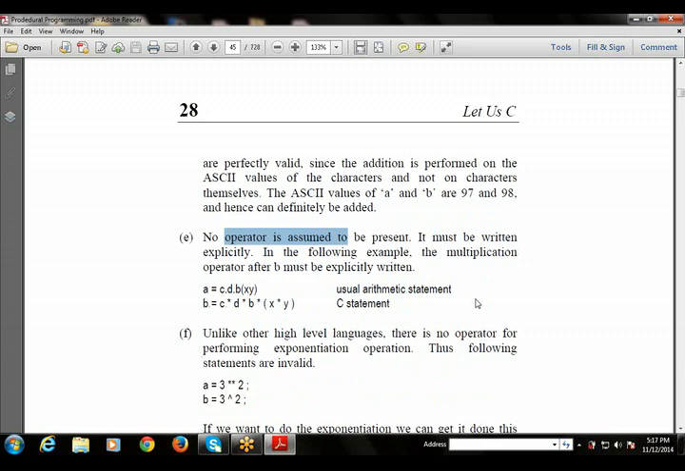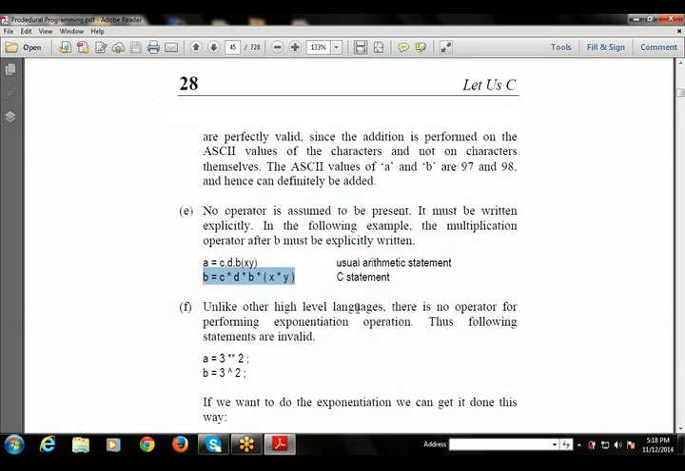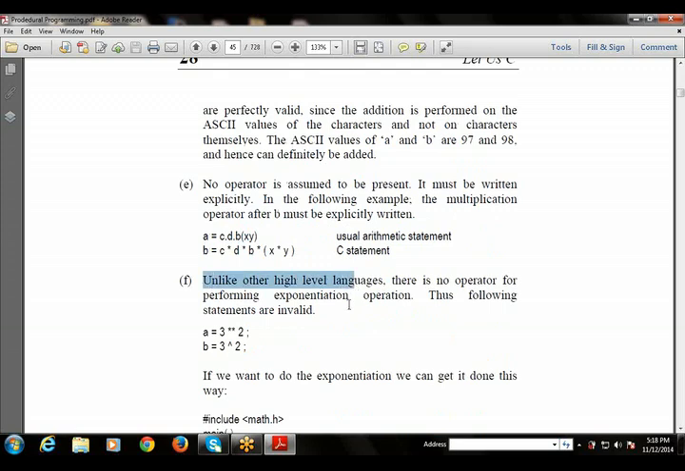The next one says, no operator is assumed to be present. It must be written explicitly. In the following example, the multiplication operator after b must be explicitly written. Unlike other high-level languages, there is no operator for performing exponentiation. Therefore, the following statements are invalid. These are the invalid statements.